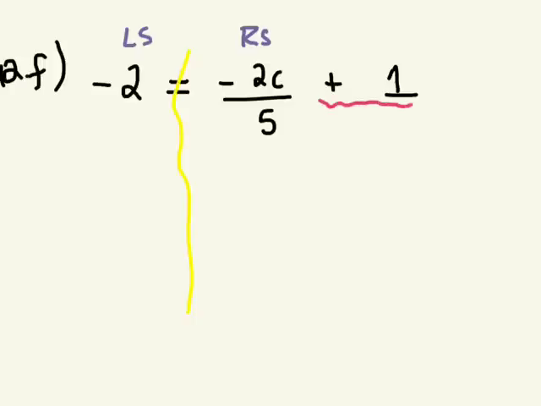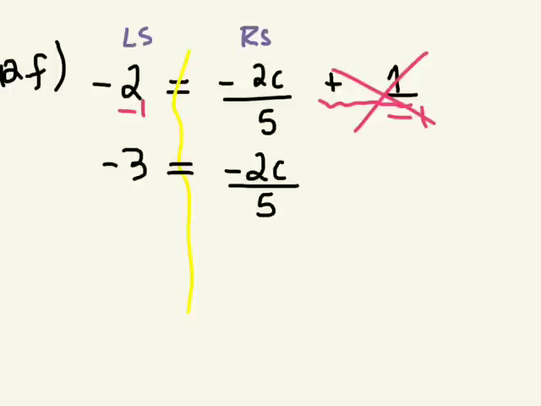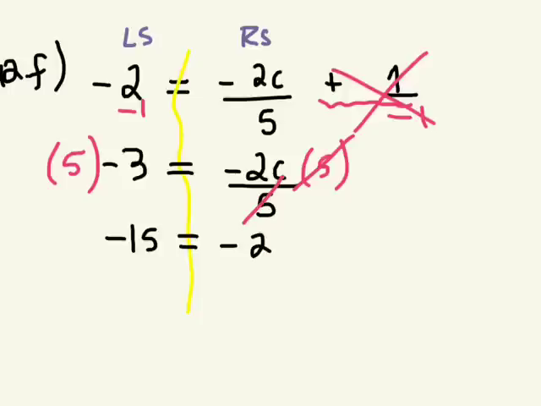How do I get rid of plus 1? What's the opposite of plus 1? Take away 1. It's gone. So what do I have to do to this side? Take away 1. What's negative 2? Take away 1. Negative 3 equals negative 2c over 5 divided by 5, opposite of divided by 5. If I multiply this by 5, these cancel out. What do I have to do to the left side? What's positive 5 times negative 3? Negative 15 equals negative 2c.